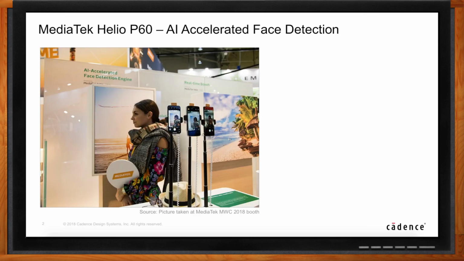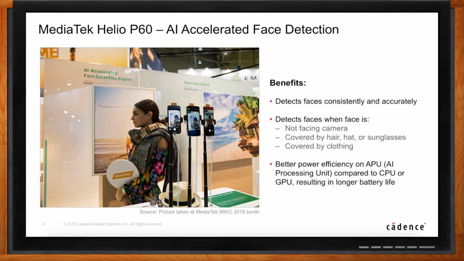On this, you are looking at a picture we took at MediaTek's booth at Mobile World Congress. Here, you're looking at this young lady in front of a camera where MediaTek is demonstrating their AI accelerated face detection. The main thing they want to show is that because it's AI accelerated, it is robust. Even though she's not facing the camera, and her face is covered with hat, glasses, and scarf, the camera would detect her face. So the AI is very robust.